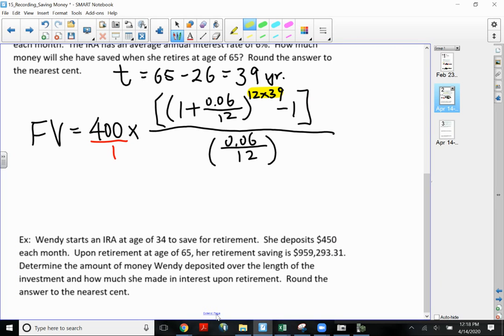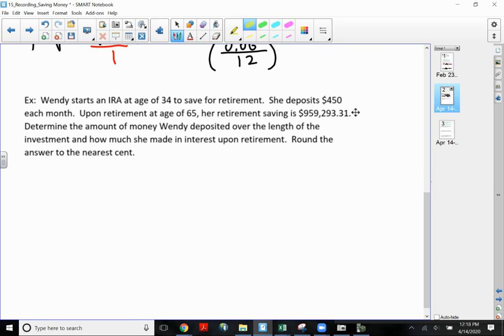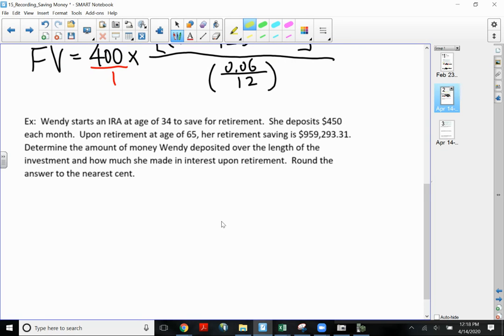All right, so let's try this one. This example is a little bit different. Wendy starts an IRA at the age of 34 to save for retirement. She is going to deposit $450 each month. Upon retirement at the age of 65, her retirement savings turned out to be $959,293.31. Determine the amount of money Wendy deposited over the length of investment and how much she made in interest.